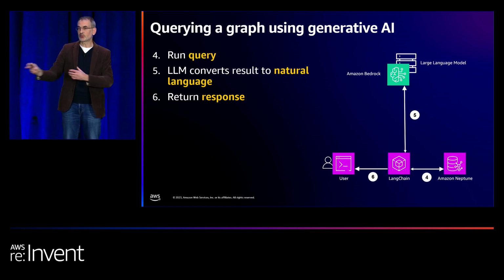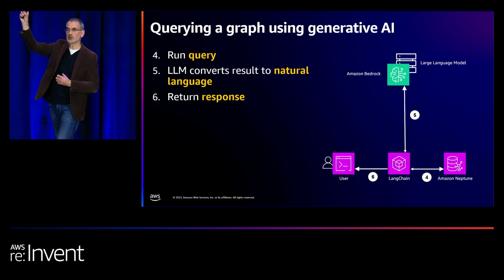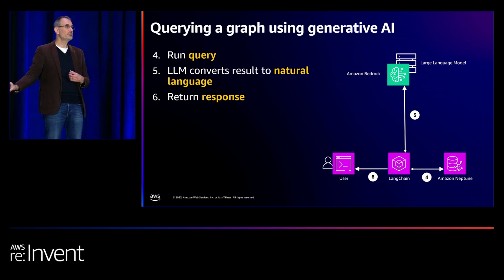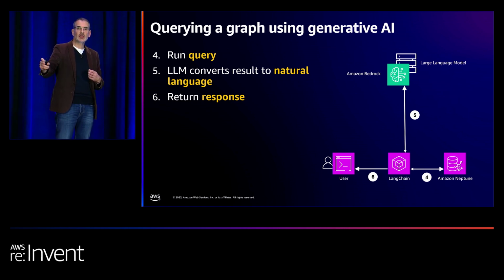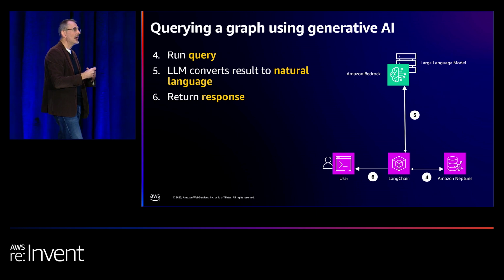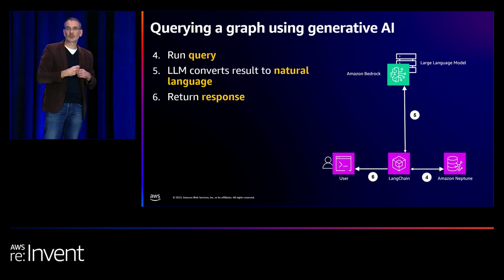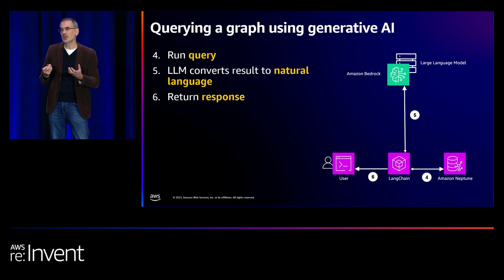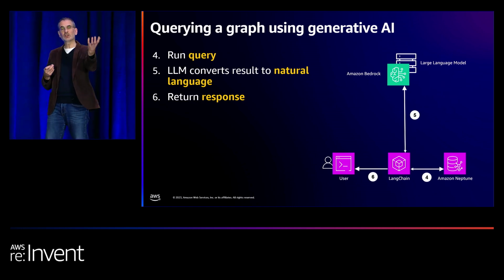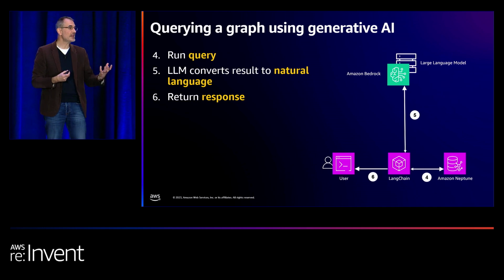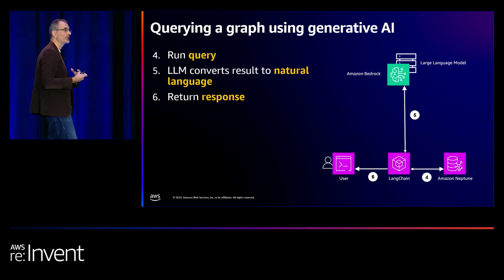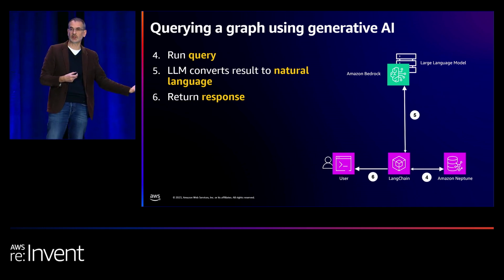So you can see LangChain is brokering all these interactions between the large language model and Neptune. It runs that query against Neptune, gets the results, and then again, it submits those results to Claude, to the LLM. And again, it's doing a little bit of prompt engineering, but the LLM is going to give us a natural language representation of those results. And we're going to return that response to the user.